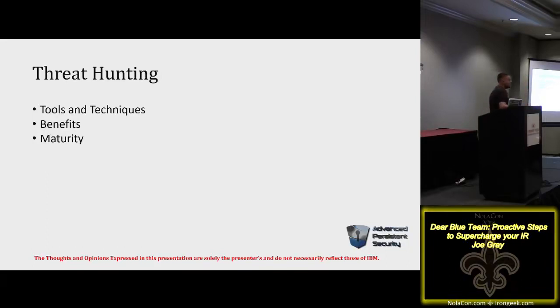There's a certain level of maturity associated with it. If you don't have a robust incident response plan, you probably have very little business doing threat hunting. Because what are you going to do when you find something? If you have a very immature or weak incident response plan, great, you found it. What are you going to do with it? You don't know. So there's a certain level of maturity.